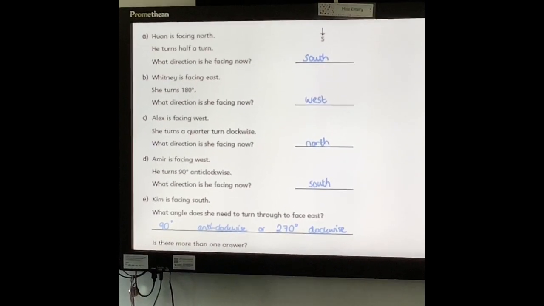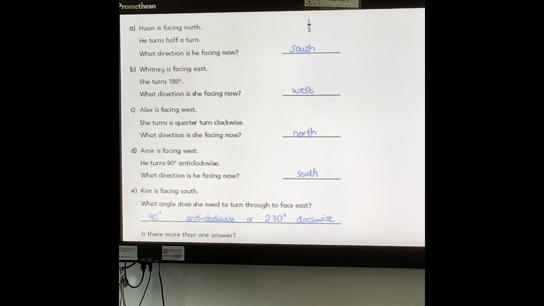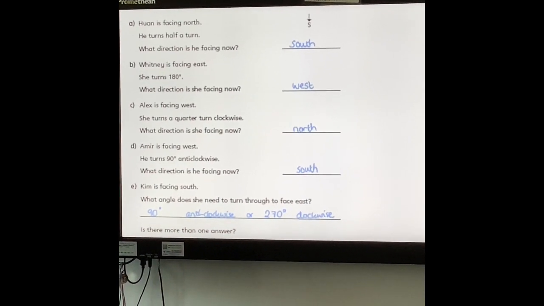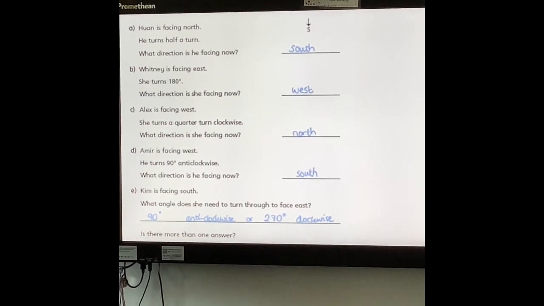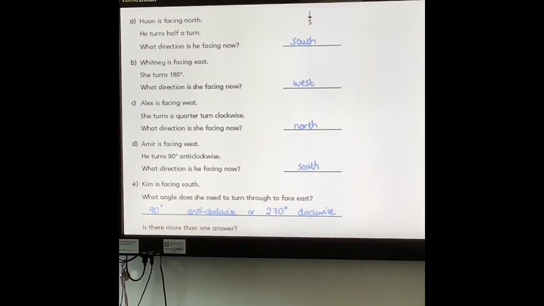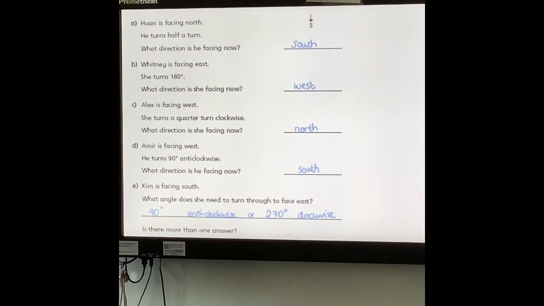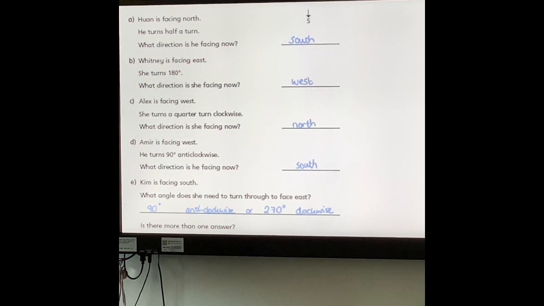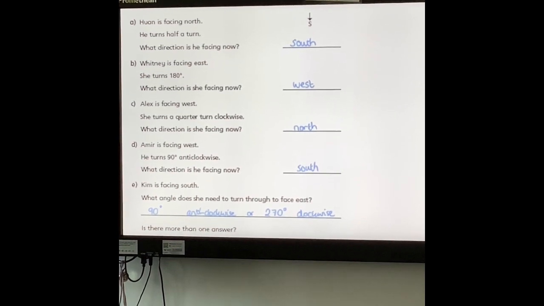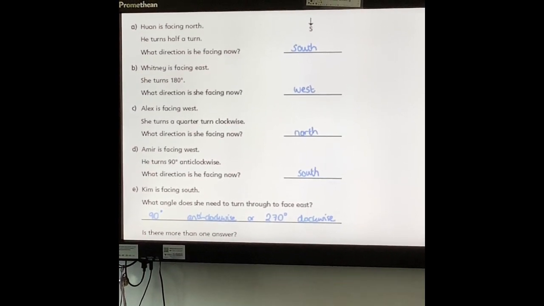If you're going anti-clockwise, you're going the wrong way on a clock. So if you were to do a quarter turn anti-clockwise, you'd go from the 12 and you'd go back to the 9. I just always picture a clock in my head when I think of clockwise, thinking it's going the right way, and anti-clockwise is going backwards in time, it's going the wrong way. So a quarter turn clockwise from west would be north.